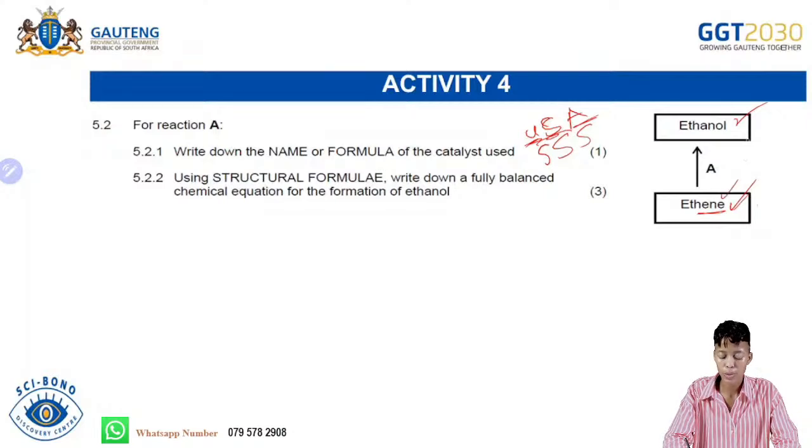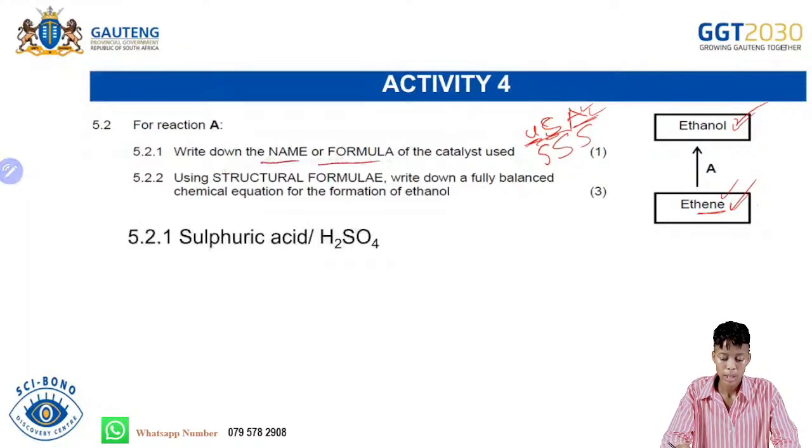If you are moving from an ethene to an alcohol, what is it that you are adding? You are going to be adding water. So we said the type of addition is hydration. Now it says write down the name or the formula of the catalyst that is used. So the catalyst used for hydration, if you are going to write the name, would be sulfuric acid. But if you are going to write the formula, then H2SO4 would be your formula.